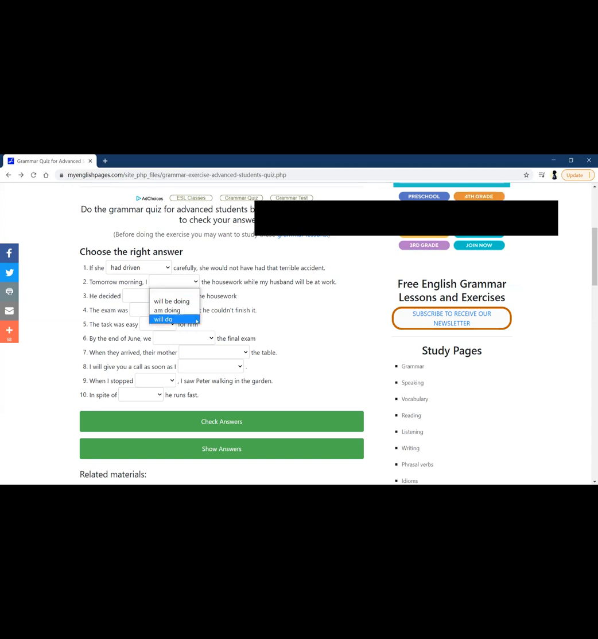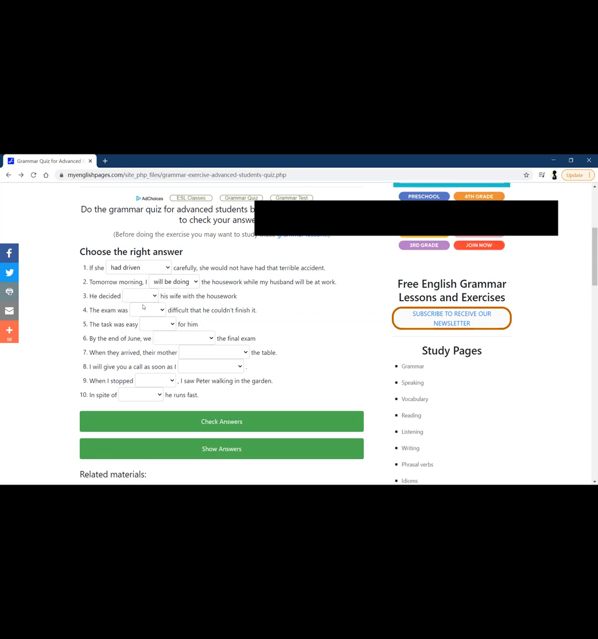But then we can see here is a be at work, and then we can tell that here should also be a be doing something. So I will be doing the housework while my husband will be at work. And you can also notice when you use the word while in your sentence, you're probably mentioning two things that happen at the same time, and usually both of them are continuous tense.